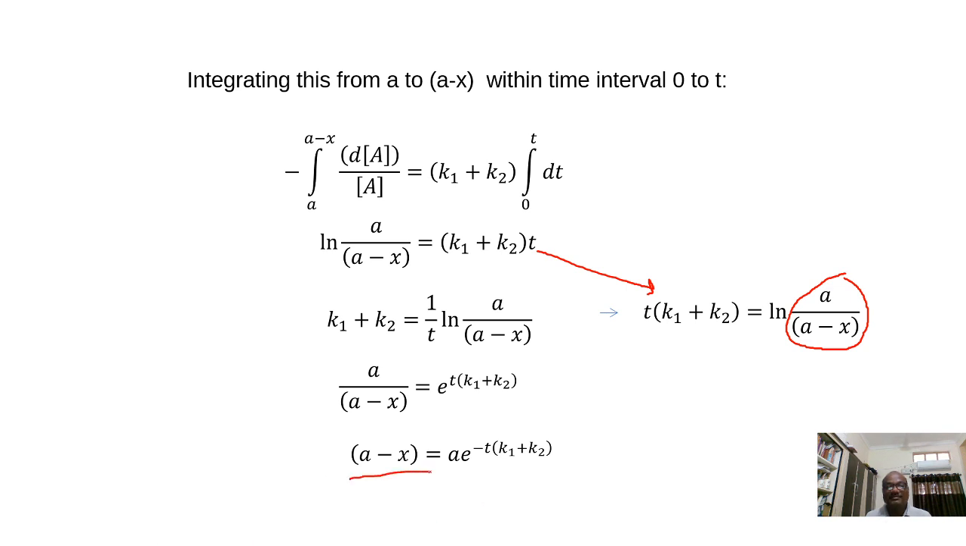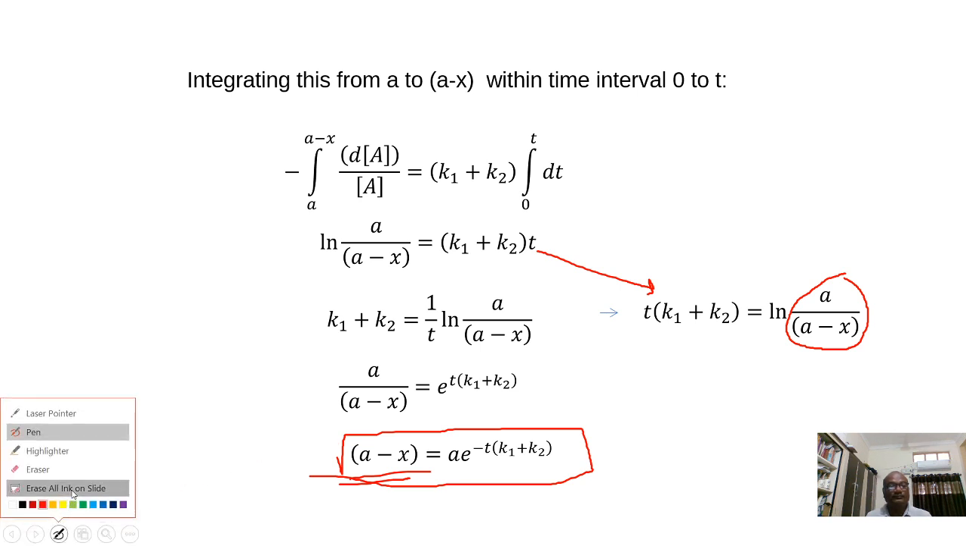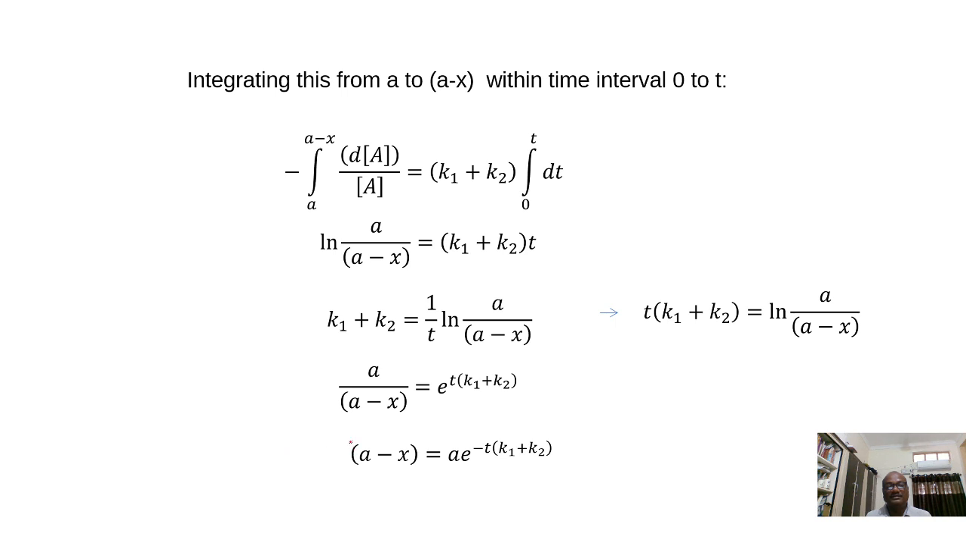Or a minus x will be equal to, what is a minus x? It is the amount of reactant A left after time t. That is equal to a times e to the power minus t(K1 + K2). This is a relation between the concentration of reactant left over after time t and the initial concentration. Like this we can derive a relation between the existing concentration and the initial concentration in parallel reactions.